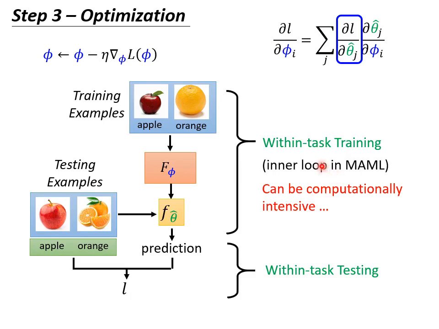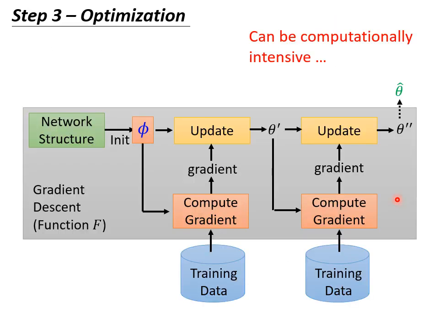However, this within-task training can be very computationally intensive. Because as you know, the learning algorithm we use is gradient descent. In gradient descent, usually, you have to update your parameter many times, maybe tens of thousands of times, to obtain theta hat. So if each time we have to compute the gradient, and update the parameter many times, this meta-learning algorithm would be very computationally intensive. To compute the gradient to obtain phi will be intractable.